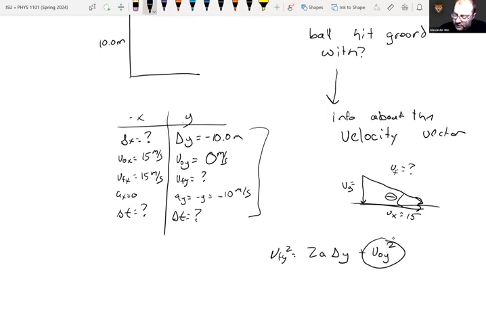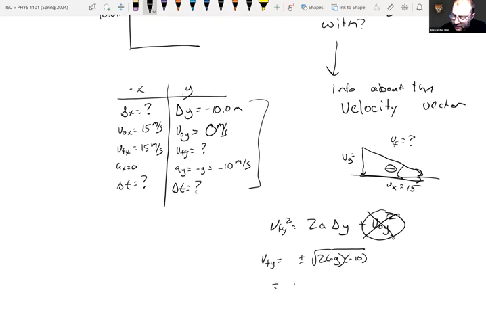Now v naught y is again just 0, so that cancels out. And what we end up with is v final y equals plus or minus the square root of 2 times negative g times negative 10. So this is going to end up being plus or minus the square root of 200. And that's going to be, I think, 14 point something. So 14.1, yeah, 14.1. So v final of y equals plus or minus 14.1 meters per second.